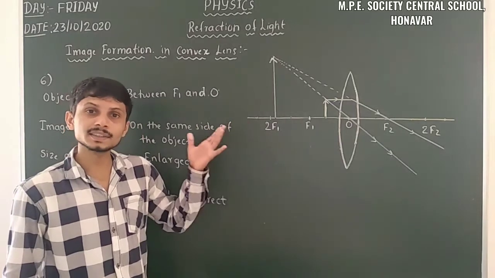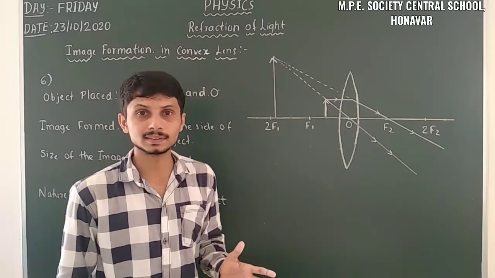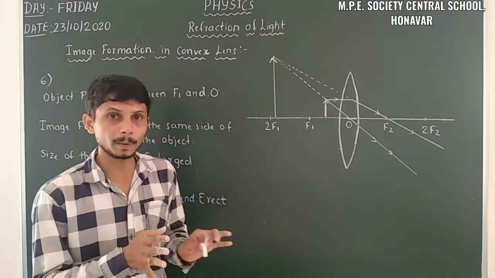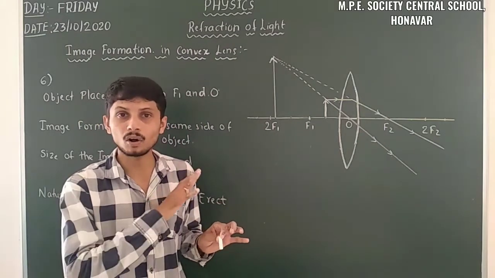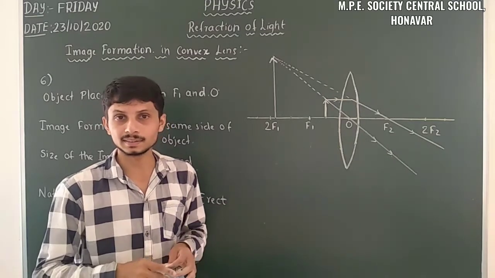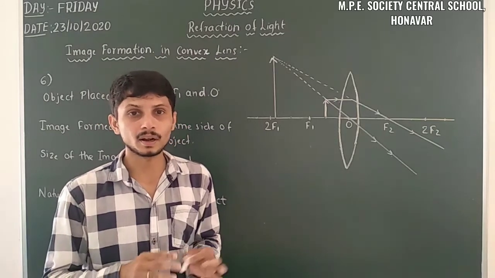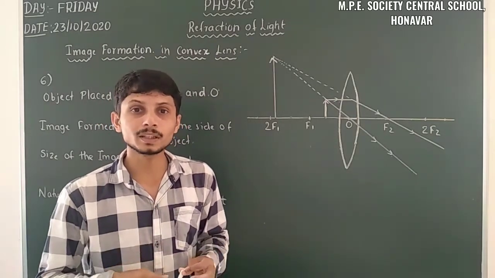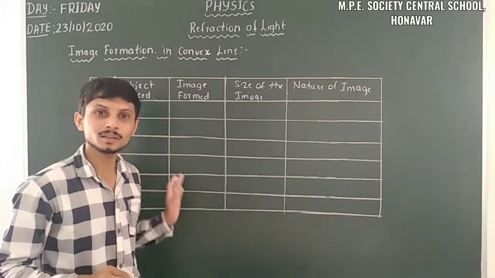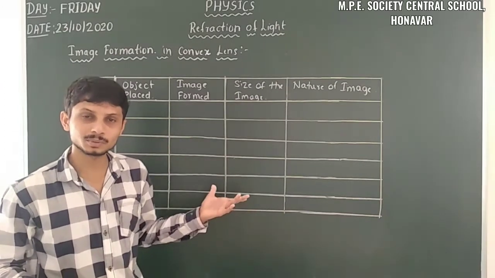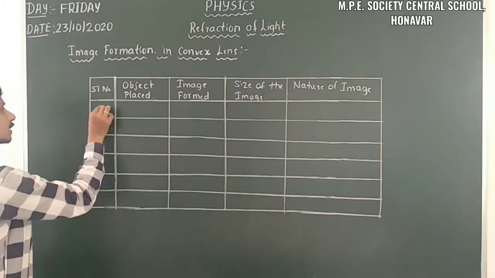So here we have the 6 cases of image formation in convex lenses. You have to remember all these things and try to draw all the ray behaviors and image formation in convex lenses. This is about the ray behavior and image formation in convex lens. Let us take all the cases in one view, so we substitute all 6 cases in one tabular column.